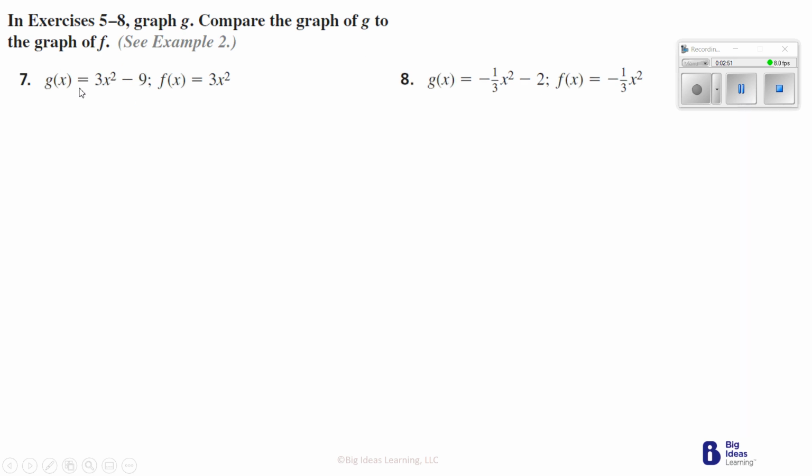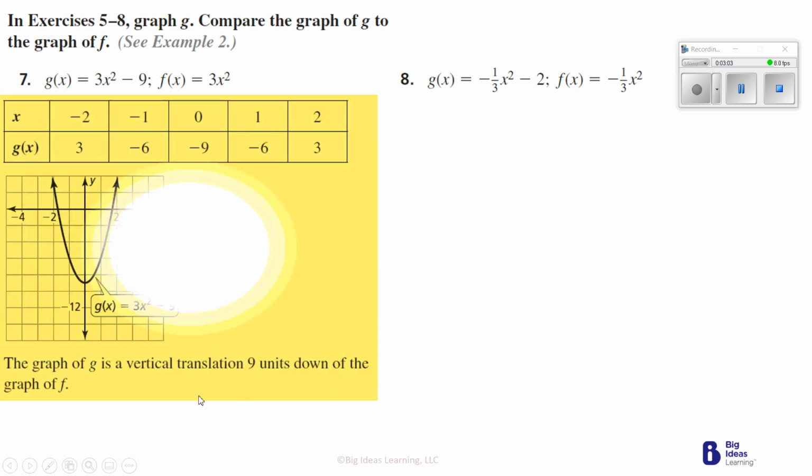Number 7, we're comparing 3x squared minus 9 to 3x squared. That means we have a vertical translation 9 units down of the graph of f. They're taking the time to put everything in a table to show you where all your coordinates would be. But the bottom line is, when you subtracted 9 from this, it was a vertical translation down 9 units. Number 8 is yours to do.